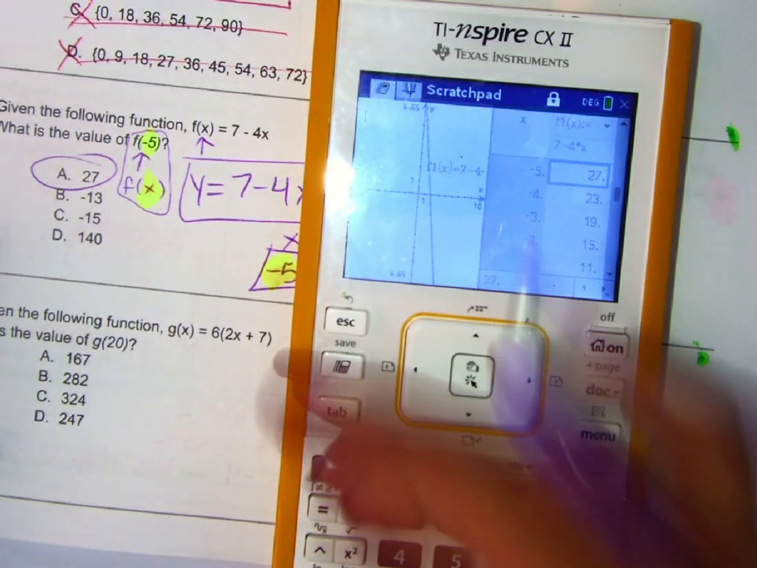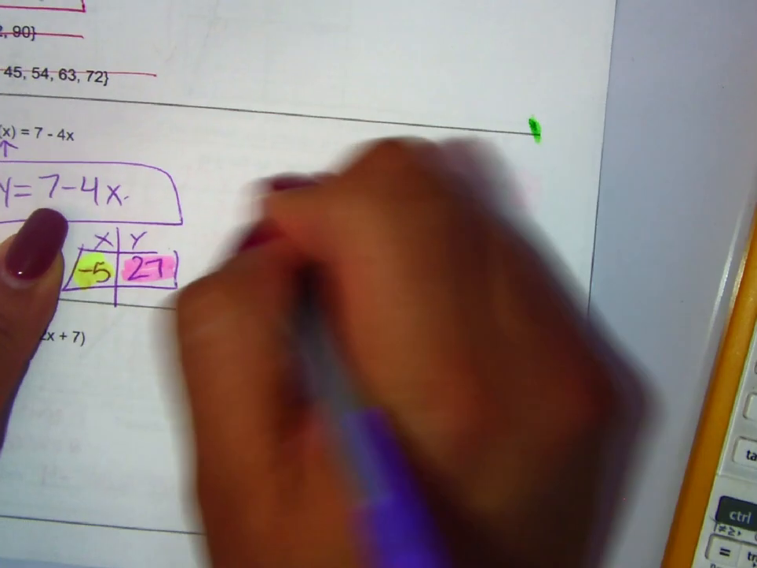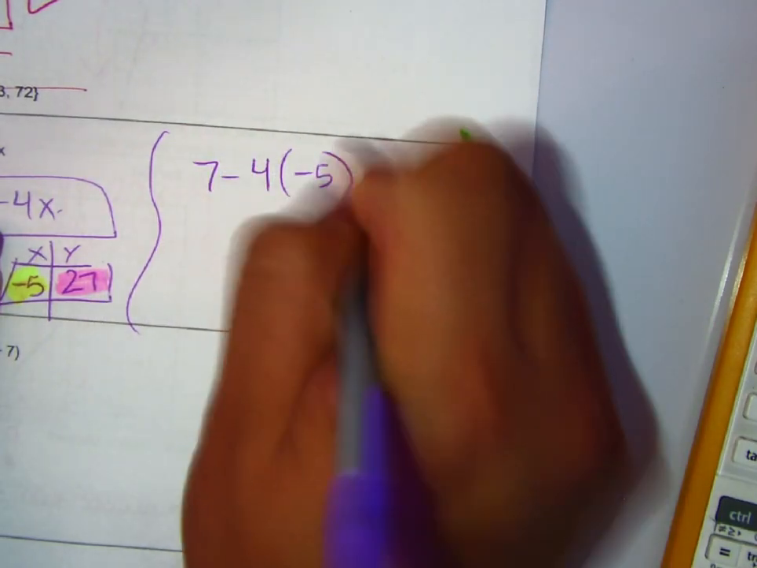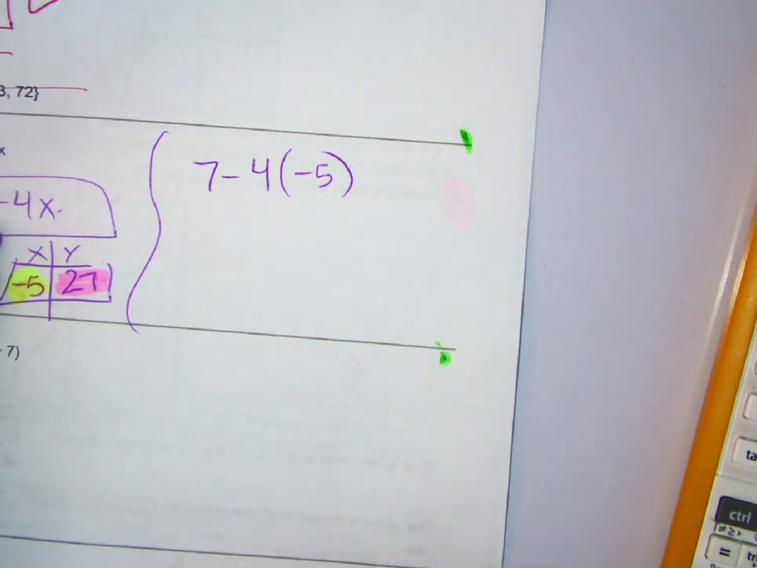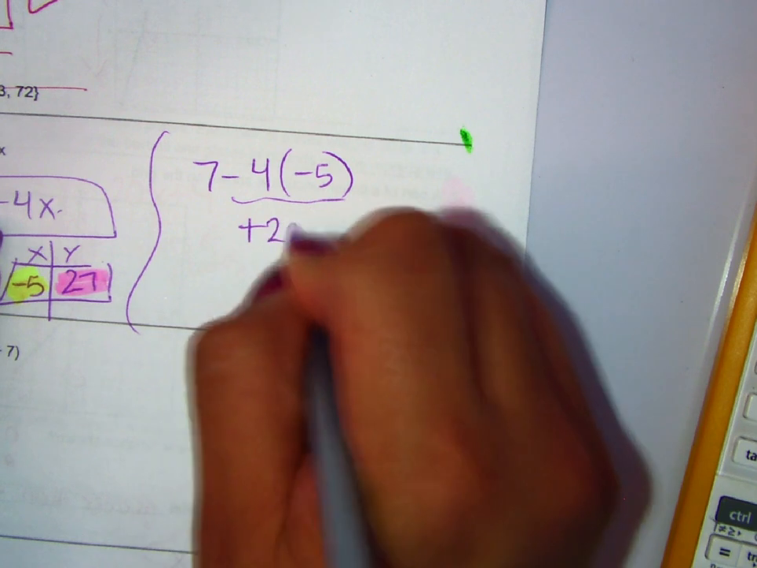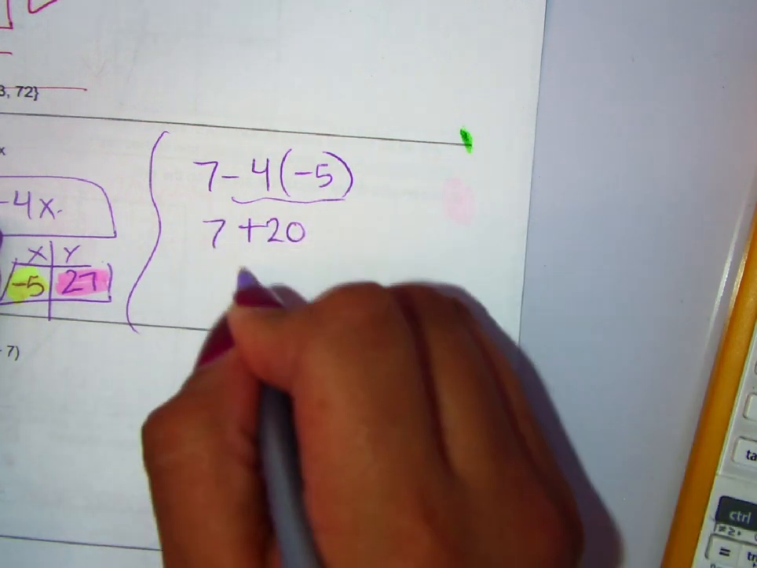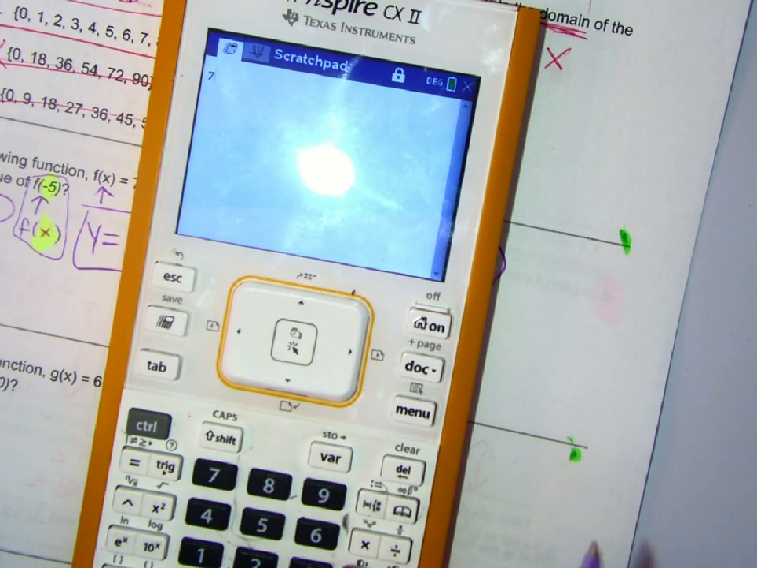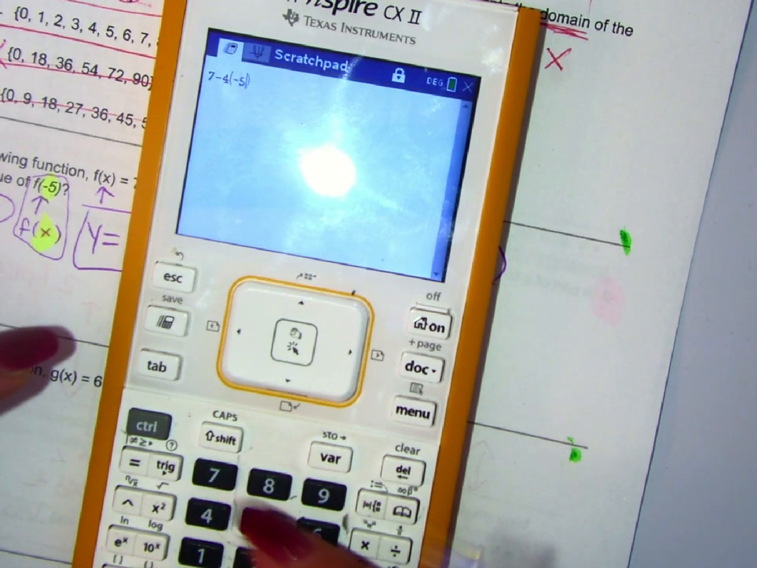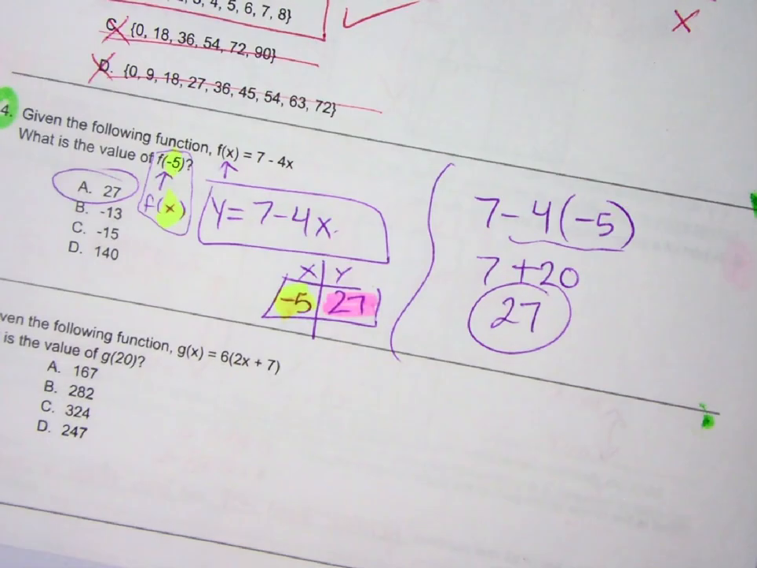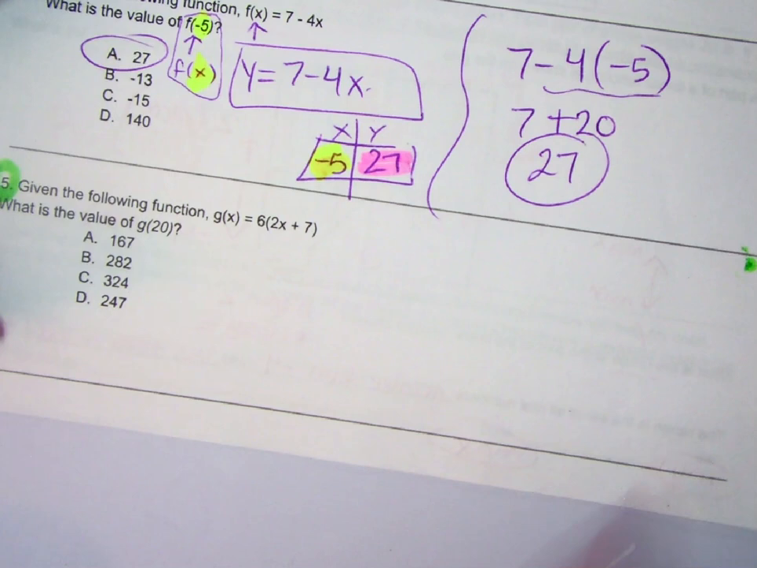If you want to do this algebraically, all you're doing is replacing the x with the -5. So you will be writing 7 minus 4 times -5, and doing this with PEMDAS. So -5 times -4, that's positive 20, and 7 plus 20 is 27. Or you could also just type it in here as 7 minus 4, parentheses, -5, and then pressing enter. So 3 different ways to answer these equations of function notation.